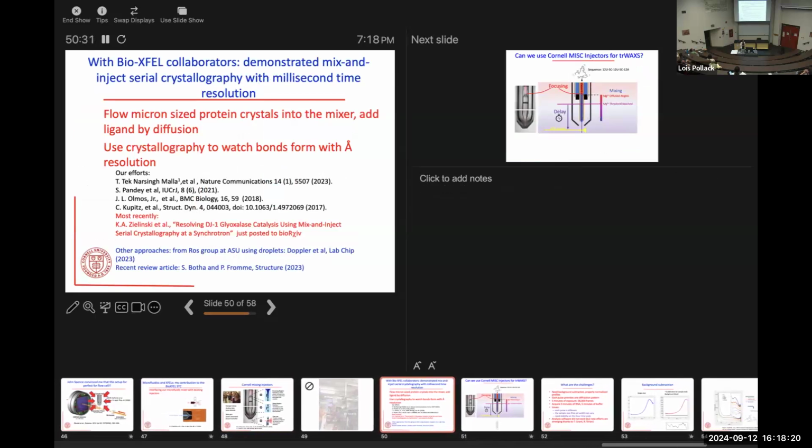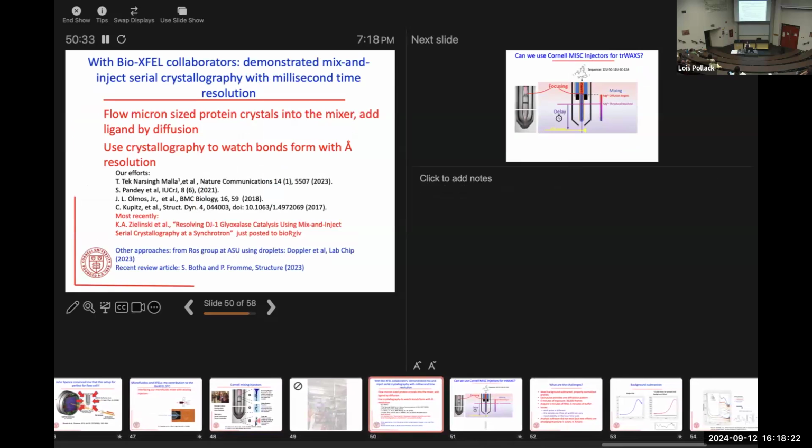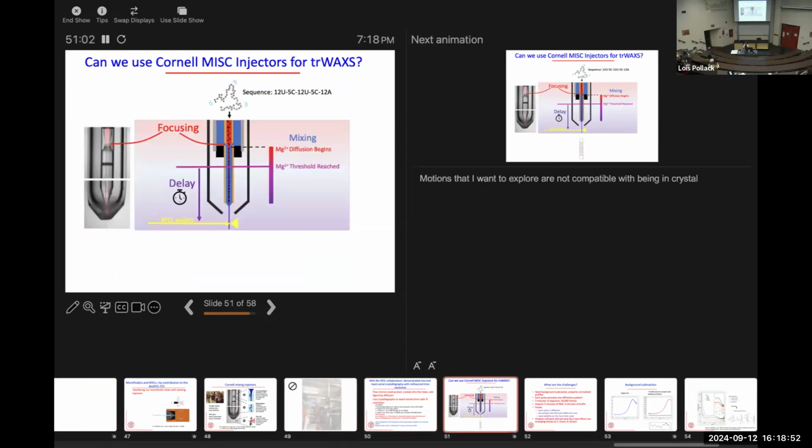Okay. So with BioXFEL collaborators, we were able to demonstrate mix and inject serial crystallography with millisecond time resolution. So here we had protein crystals flowing in, right? And it was really great. And I know Alex Ross's group is working on similar approaches here using droplets here at ASU. And anyway, most recently, we've demonstrated this at a synchrotron. So there's the bioRxiv reference if anybody's interested. We did this at APS, which will make it more broadly available.